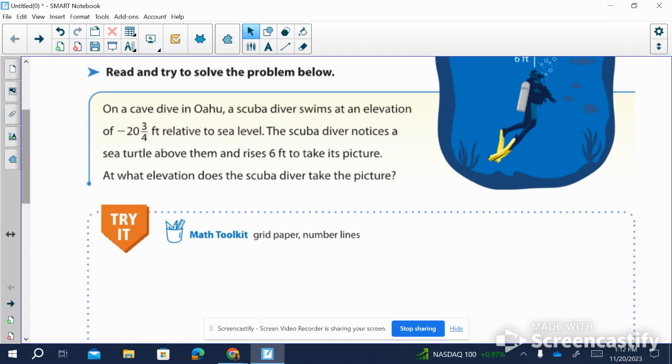feet relative to sea level. The scuba diver notices a sea turtle above them and rises 6 feet to take its picture. At what elevation does the scuba diver take the picture? So we have to dissect this a little bit. We have to understand what exactly it is asking us and what information it's giving us.